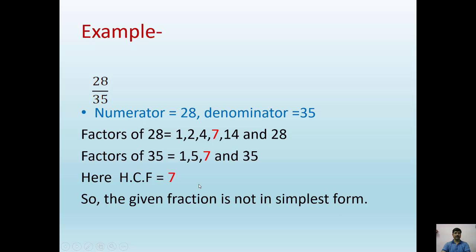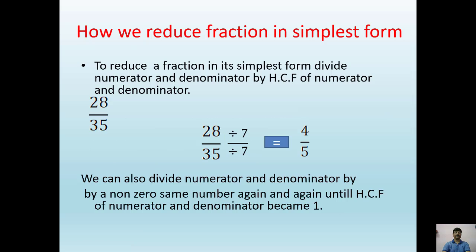So here the highest common factor is 7, but there must be highest common factor 1. So the given fraction is not in its simplest form. In this way, 28 upon 35 is not in its simplest form. Why? Because the HCF is 7, not equal to 1.